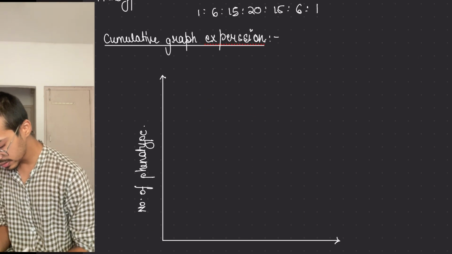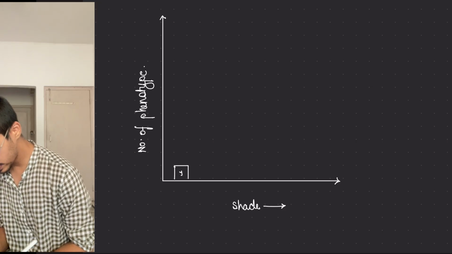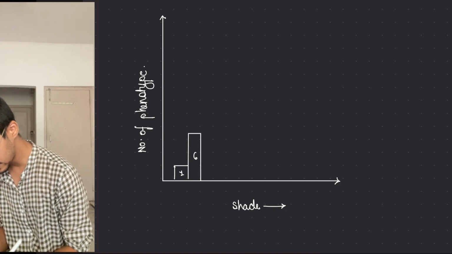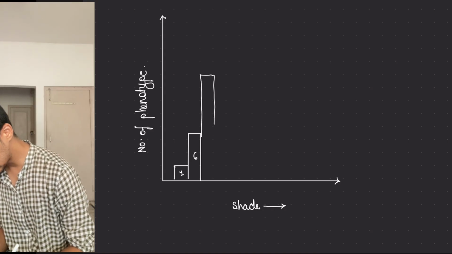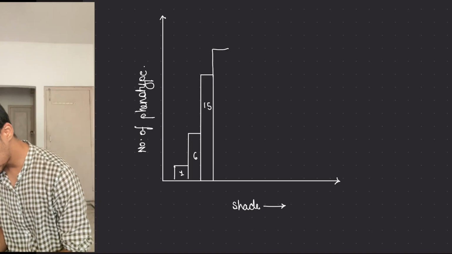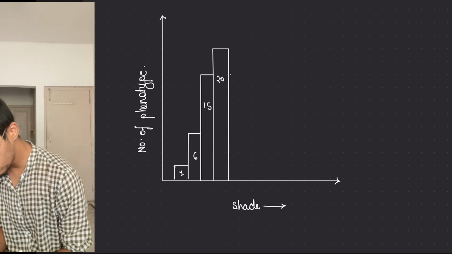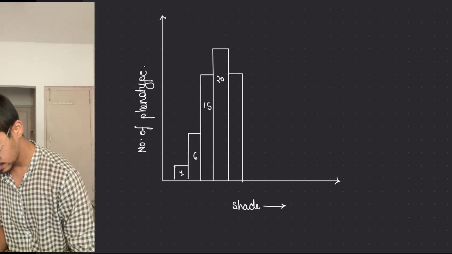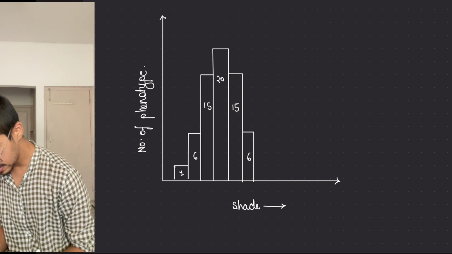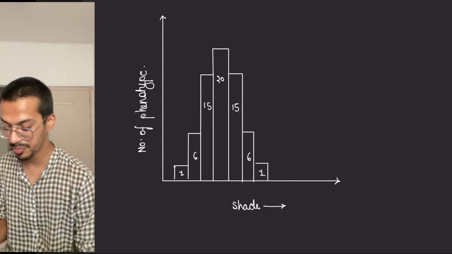So it is 1. Let's say that this 1 is represented by this box. Then comes 6, represented by this. Then comes 15. Then 20 would be further higher. Then again comes 15, then again 6, and the last one is our negro, that is 1. So this is a graphical representation of it.